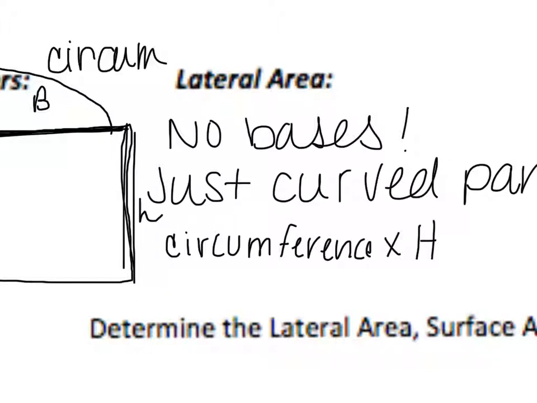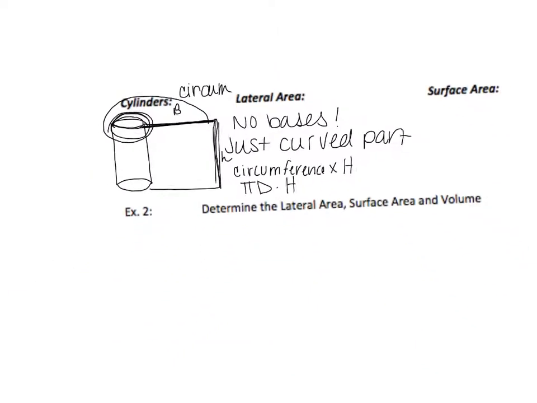Okay, and remember the circumference of a circle, cherry pie is delicious, so pi times diameter times your height will give you the lateral area of a cylinder. So let's go ahead and practice doing that.